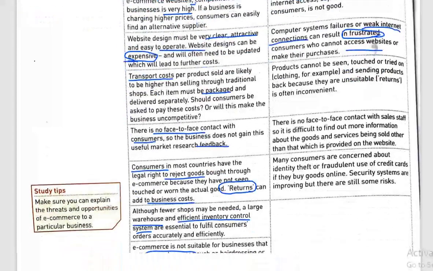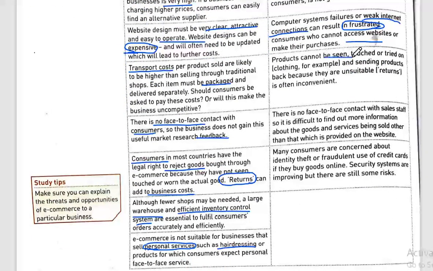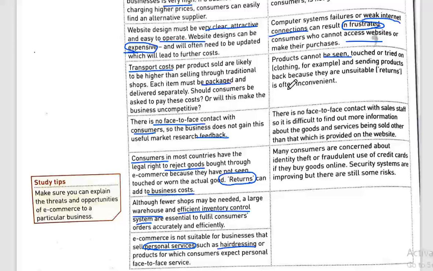Also, as a consumer, I cannot see, touch, or try the product that I'm buying online. There is no face-to-face contact with the sales staff, so I cannot get more information about the products and services. Many consumers are concerned about identity theft. If I'm giving my credit card number or handing out personal information to buy goods online, it's somehow risky.